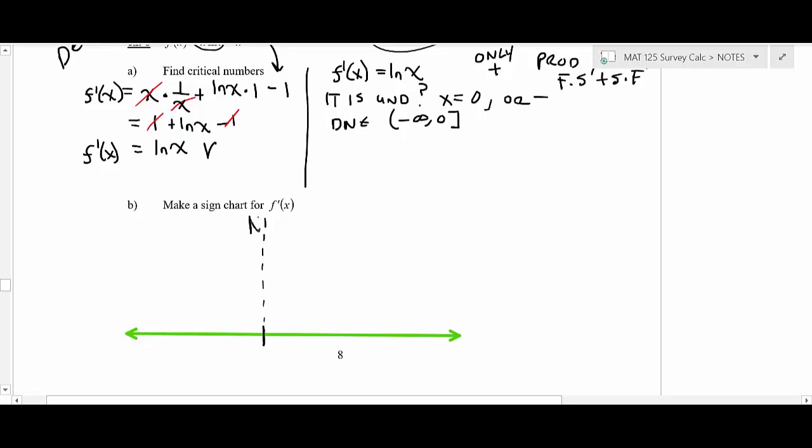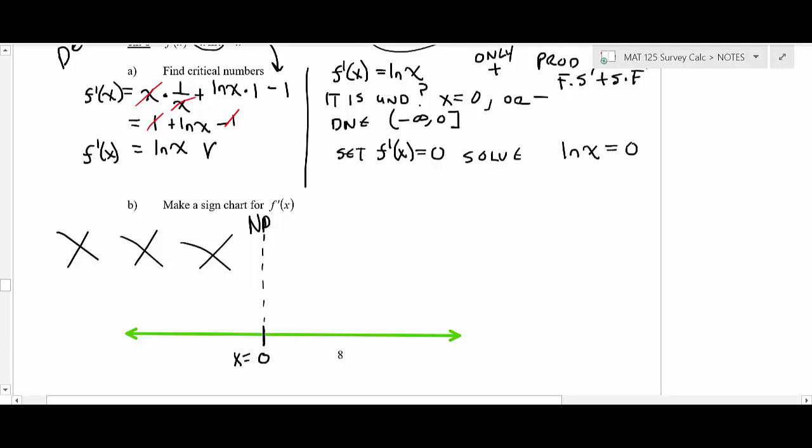All right, so we've got no derivative there, and there's nothing going on there. The derivative does not exist for negative numbers or for 0. Now the other thing we're going to do is set the derivative equal to 0 and solve that equation. So the derivative is ln x, and we're going to set that equal to 0.